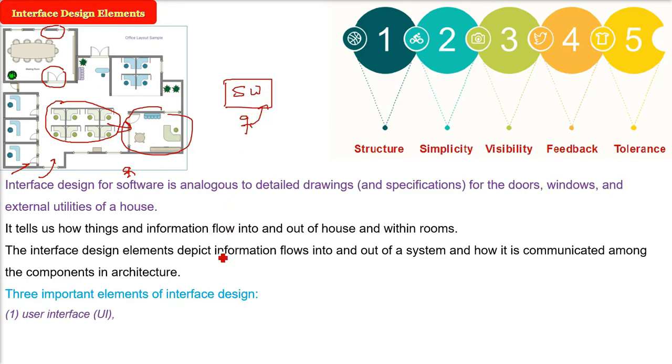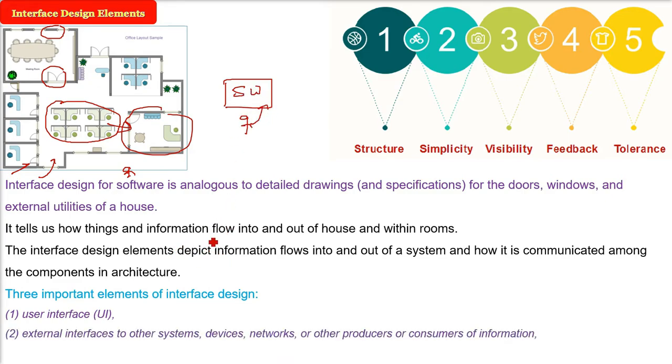The external interfaces to other systems, devices, networks and other producers and consumers of the information. That is how this software is related with the network. So you need to have an interface between them. For example, if this is a kitchen or a bathroom, you ought to have an exhaust fan. So this is also kind of interfacing. So this can be an external interface.